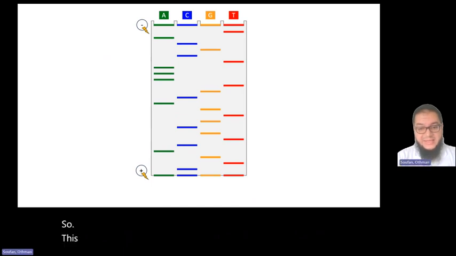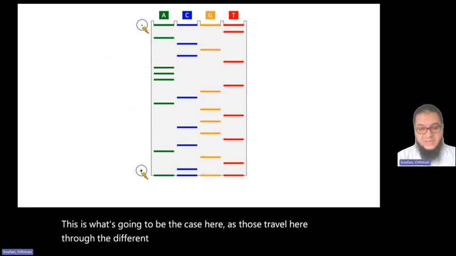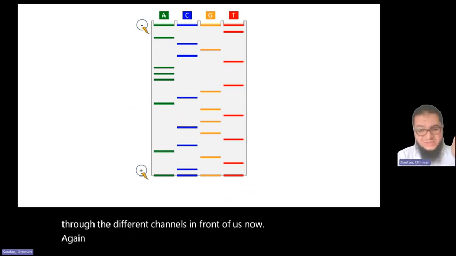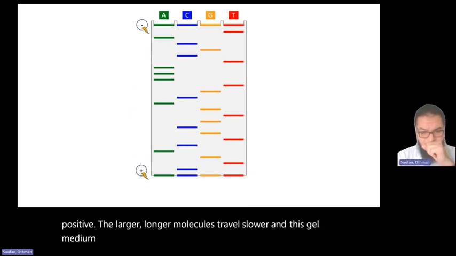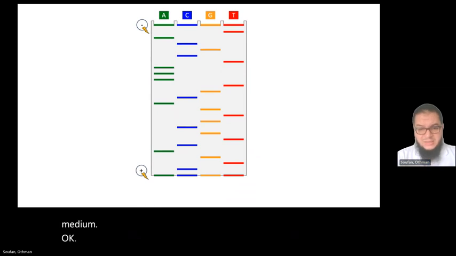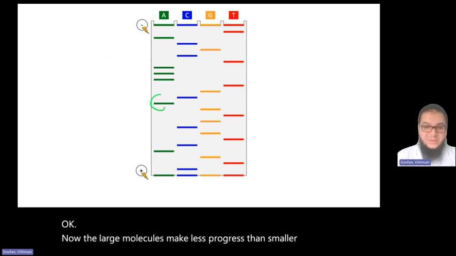So this is what's going to be the case here as those travel through the different channels in front of us. Now, again, since the DNA is negatively charged, it moves towards the positive. The larger, longer molecules travel slower in this gel medium. Now, the large molecules make less progress than smaller molecules, so they hang here.